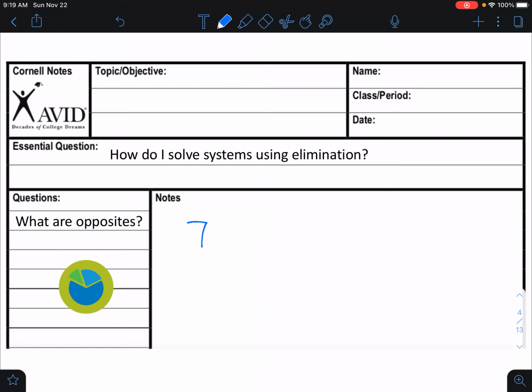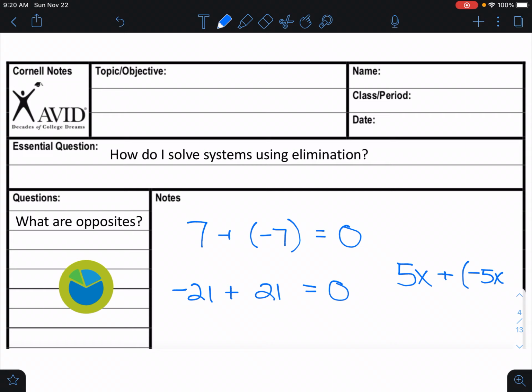7, the inverse of that is -7, because when I add those together, I get 0. And same thing, if I have, let's say, -21, the inverse of that, or the opposite of that, is 21, because when I add those together, I get 0. Also, if I'm talking about something with a variable on it, like 5x, the inverse of that is -5x. Again, because when I add those together, I get 0.